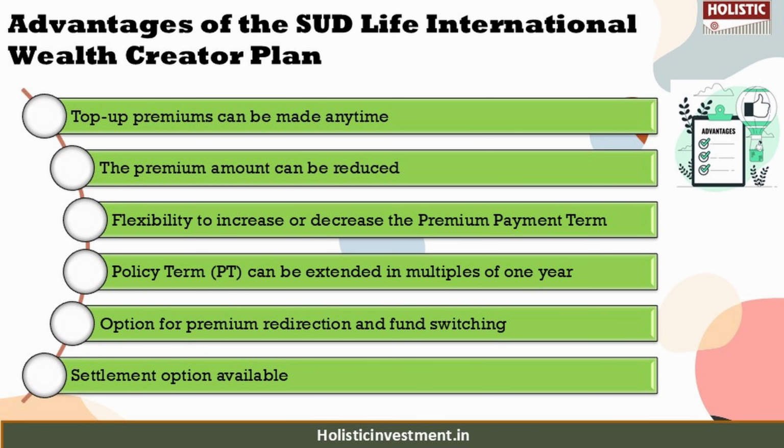And some of the advantages of investing in it are: the premium amount can be reduced at any time during the policy term, and also you have the flexibility to increase or decrease the premium payment term in multiples of 1 year. The policy term can be extended in multiples of 1 year up to the maturity date, and there is an option for premium redirection and fund switching as per the policyholder's preference. Settlement option is also available for both death and maturity benefits.